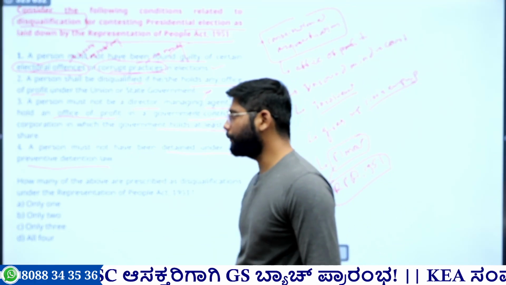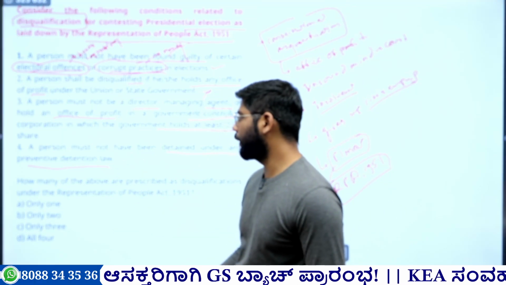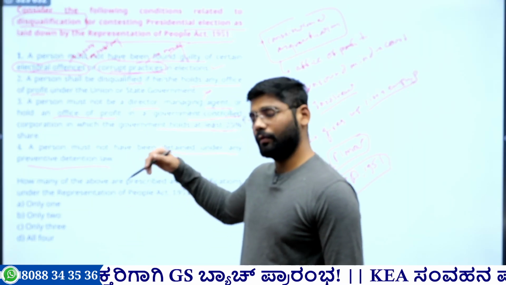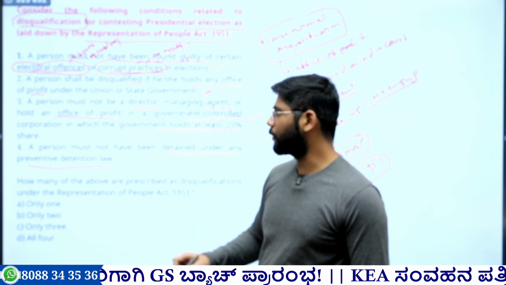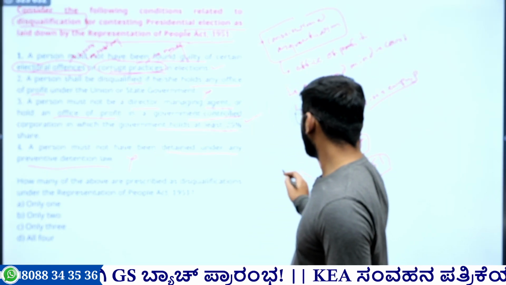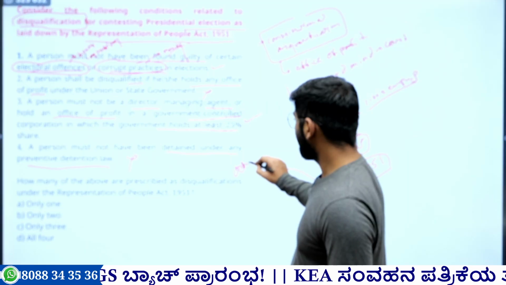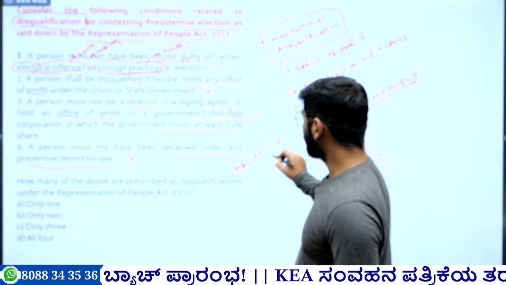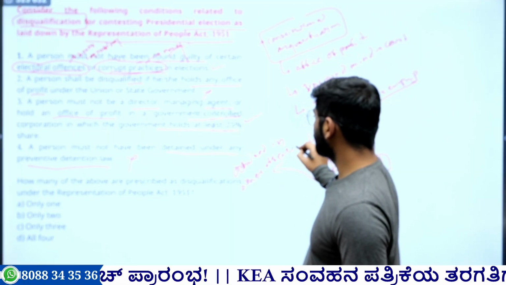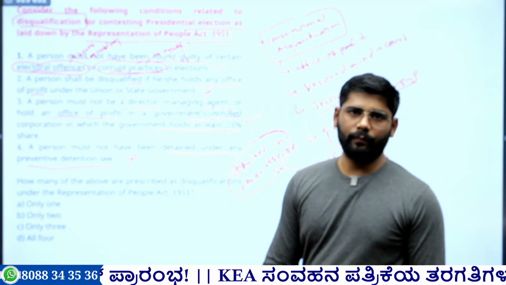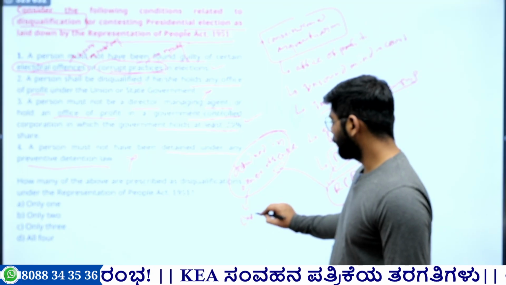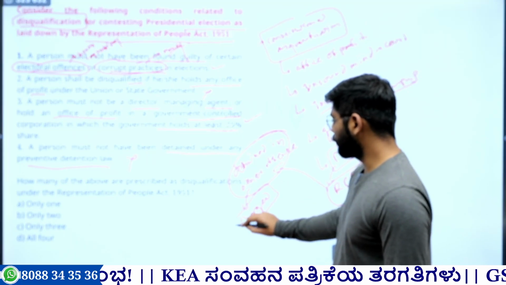Now see this one, the person must not have been detained under preventive detention. Even if the person has been detained under a preventive detention law, the person will still qualify to become a member of parliament. So this is not correct. But if the person is detained in other offenses, and he is charged on these offenses, then he will be disqualified.